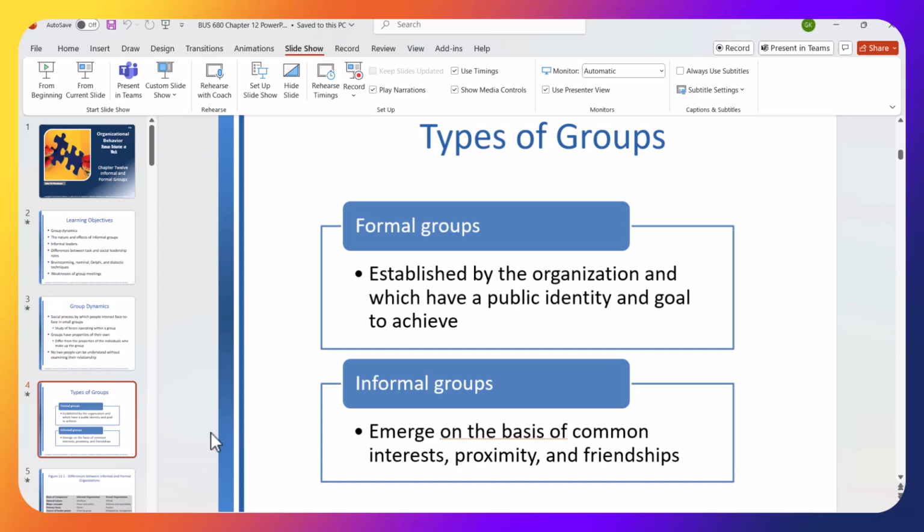Types of groups. So you have formal groups. These are established by the organizations, officially recognized. Informal groups emerge basically by interest, people forming associations, and they are informal, usually not sponsored by an organization.